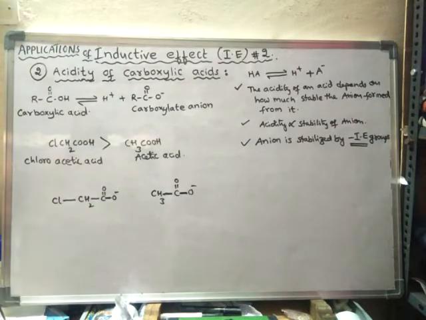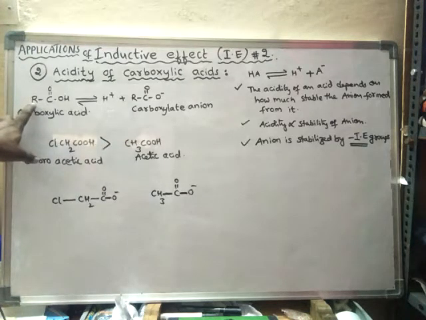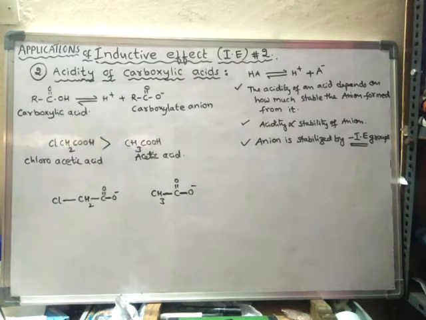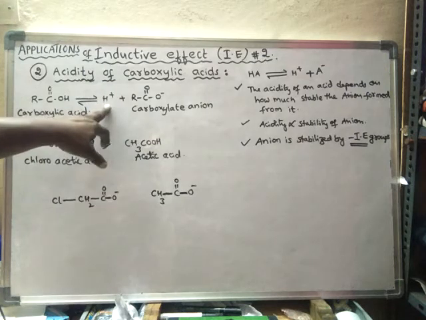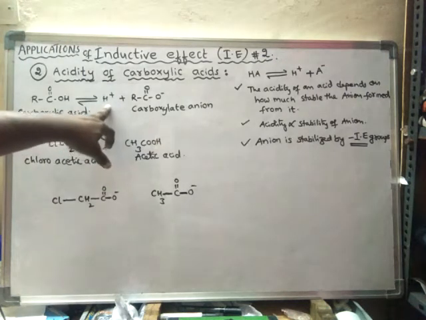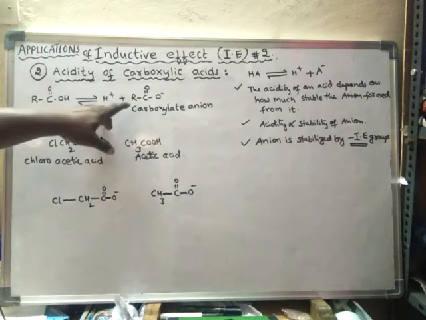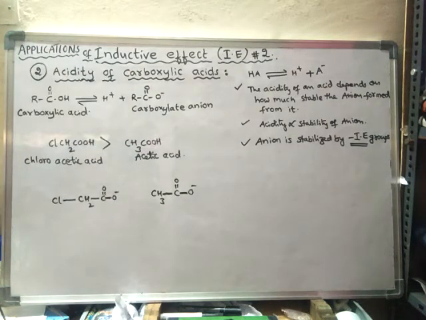Okay, right. So here, as it is carboxylic acids, generally carboxylic acids are denoted by this formula RCOOH. R means any length of carbon chain, generally denoted as alkyl. Okay, right. So this is carboxylic acid. When carboxylic acid loses protons, the remaining part is said to be carboxylate anion. So when compared to carboxylic acid, carboxylate anion, in most of the cases, is somewhat stable.